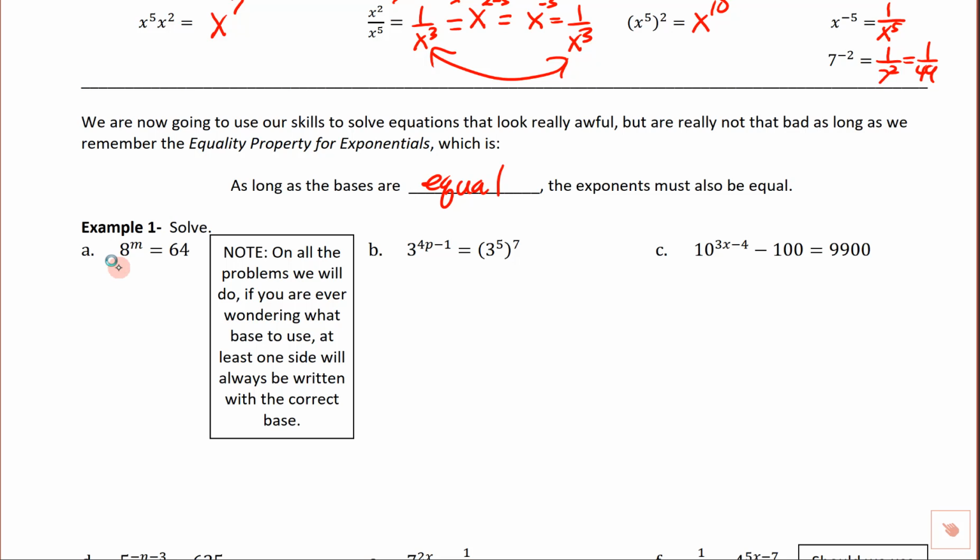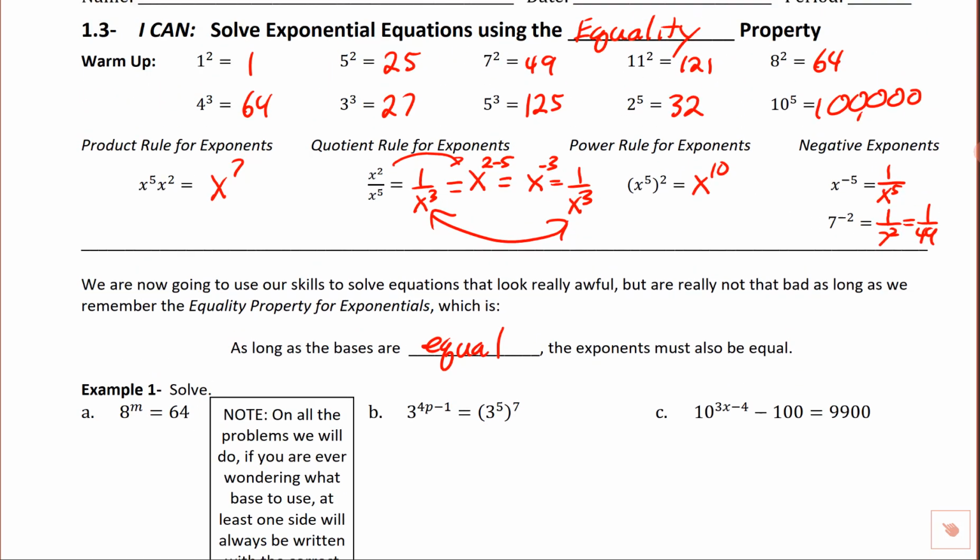Can I use a 2? Can I use a 4? Can I use an 8? What do I use? At least one side will always be written with the correct base. And it's usually going to be the smaller one. So this is 8 to the m. And remember, we had 64 up above here. That's why it was on there, just as a reminder.